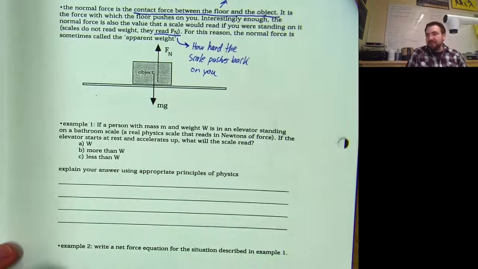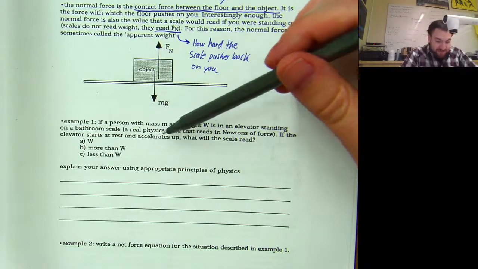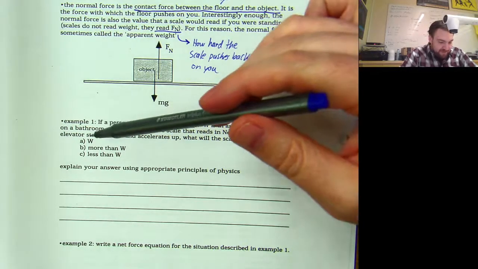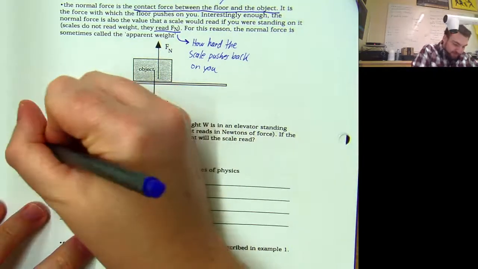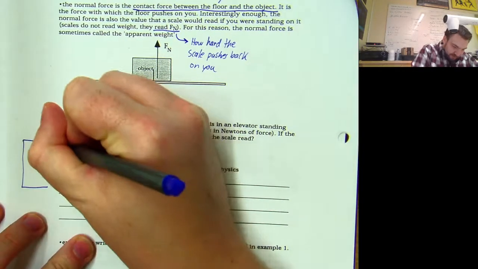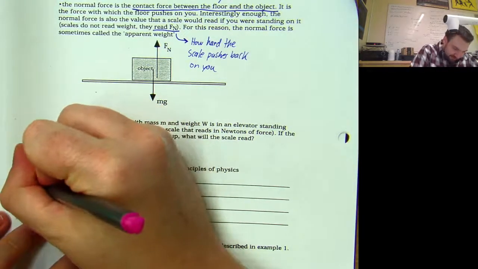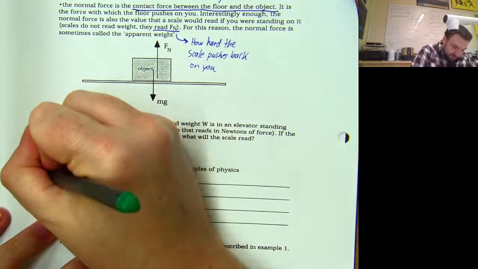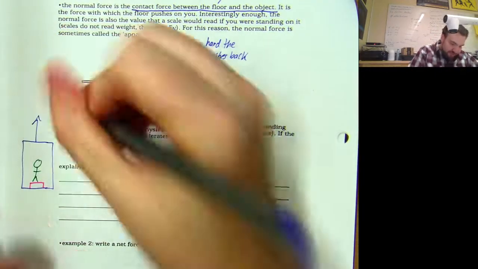So example 1, a person with a mass m and weight w is in an elevator standing on a bathroom scale, a real physics scale that reads in newtons of force, not mass in kilograms. If the elevator starts at rest and accelerates up, what's the scale going to read? I'm going to draw it out here for you. You've got an elevator car, a scale on the ground, and a person standing on the scale. The elevator has a cable attached to it.